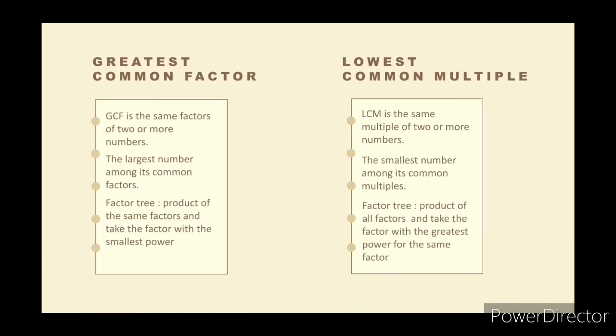Greatest common factor, or GCF. GCF is the common factors of two or more numbers, the largest number among its common factors. Lowest common multiple. LCM is the common multiple of two or more numbers, the smallest number among its common multiples.